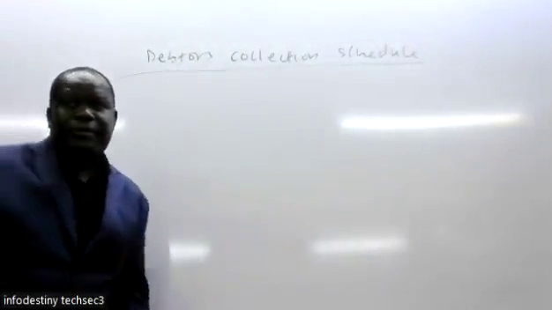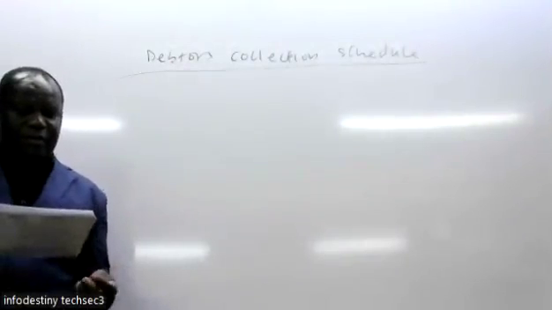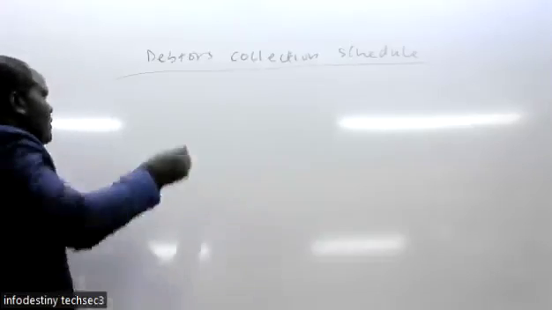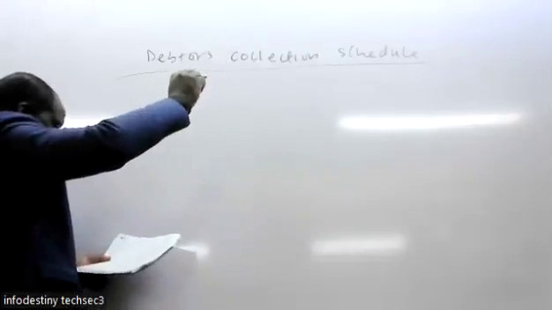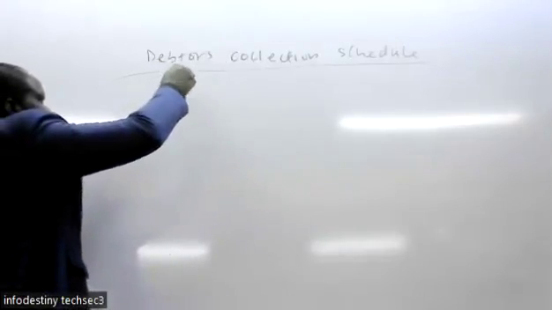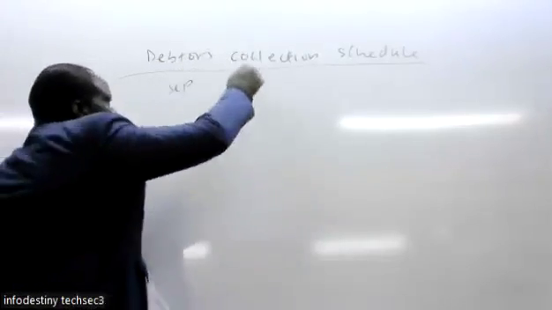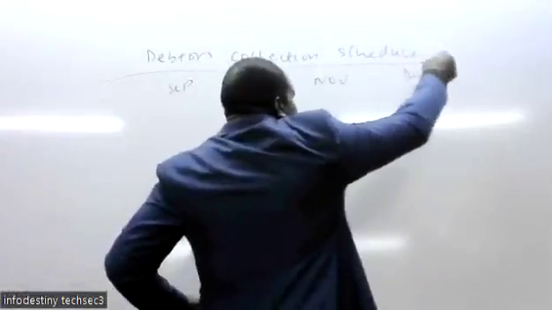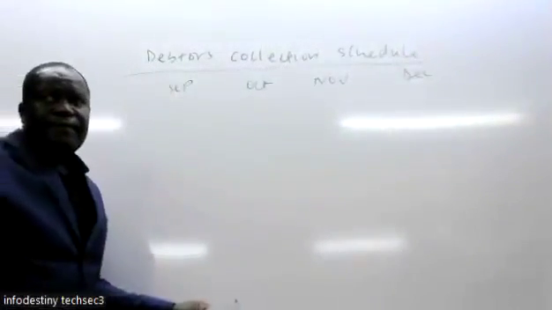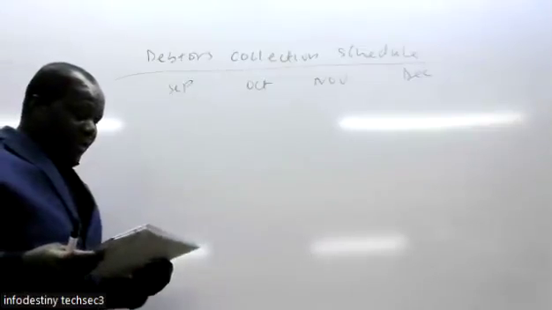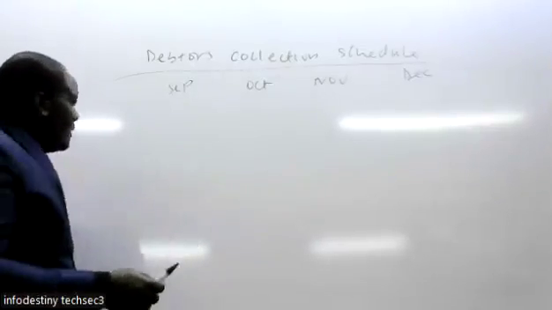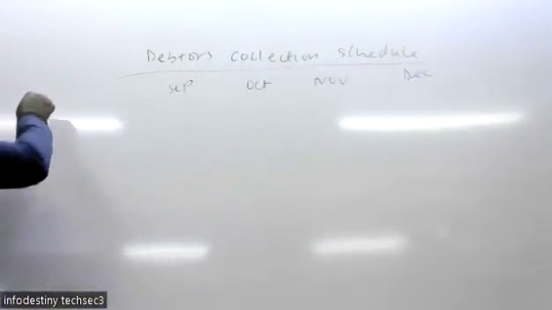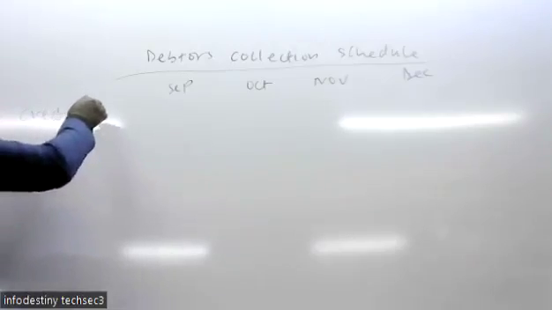We want to see how to prepare the debtors collection schedule. We shall have the months of September, October, November, and December. The question had given you the credit sales.